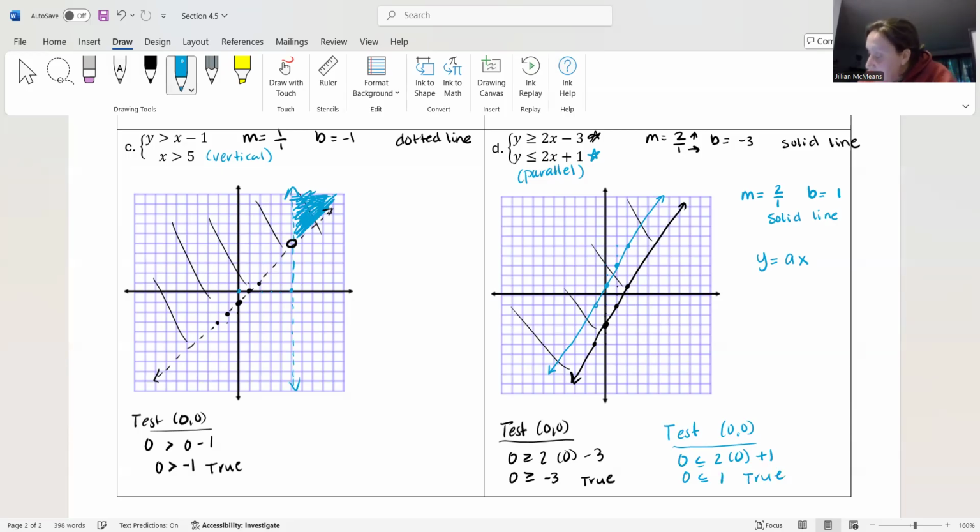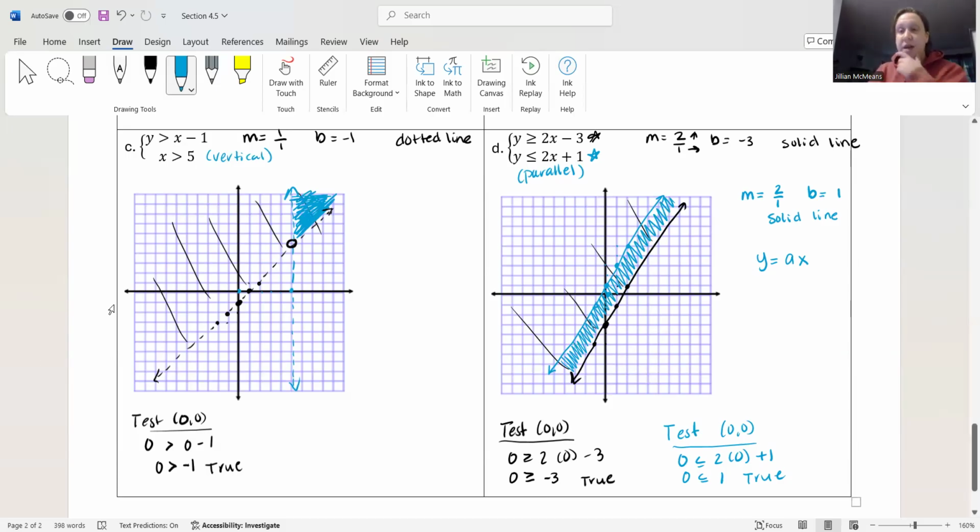So that tells me this point right here, which is just barely below my line, is where I'm going to shade. So I'm shading on top of the black line, below the blue line. We're shading that little region right between these two parallel lines. So that would be your solution for part D.